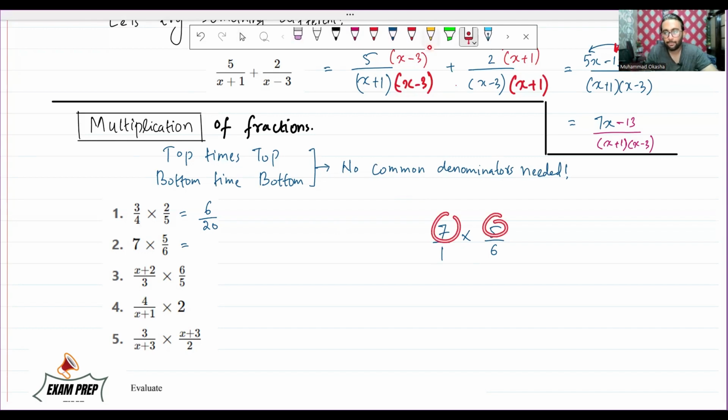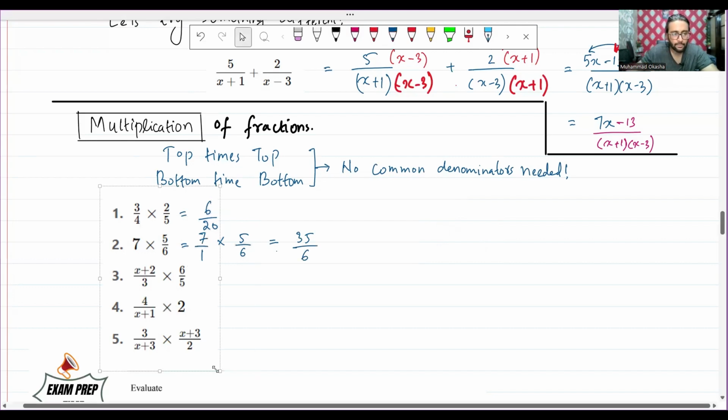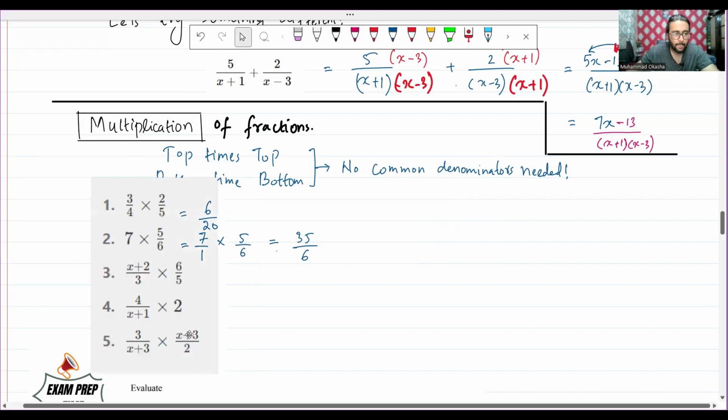Now, I think it makes sense what to do. Top times top, bottom times bottom. So this one, I could just copy this over here. So 7 times 5 would be 35, divided by 6 times 1 would be 6, and that is your answer. I hope it's not so bad. Right.